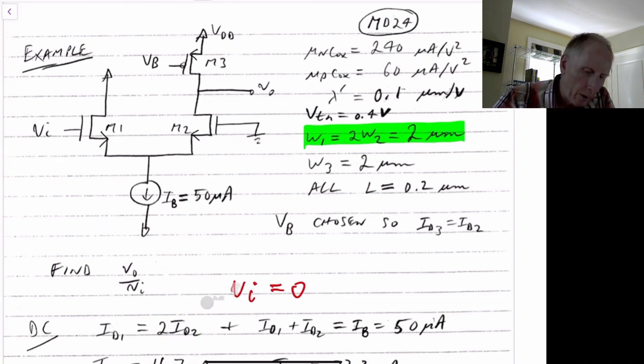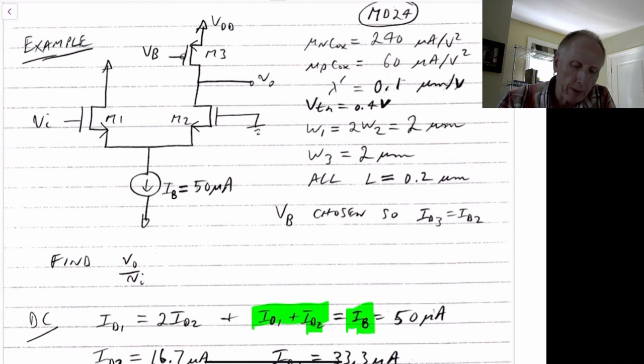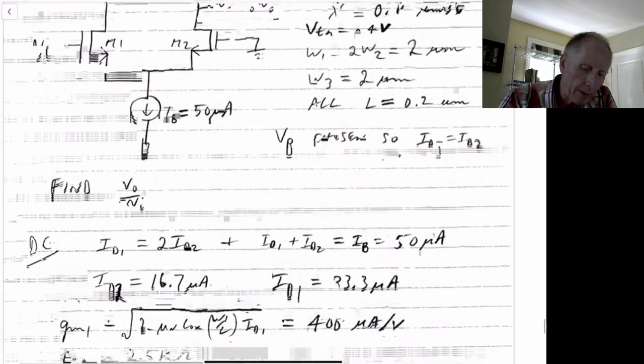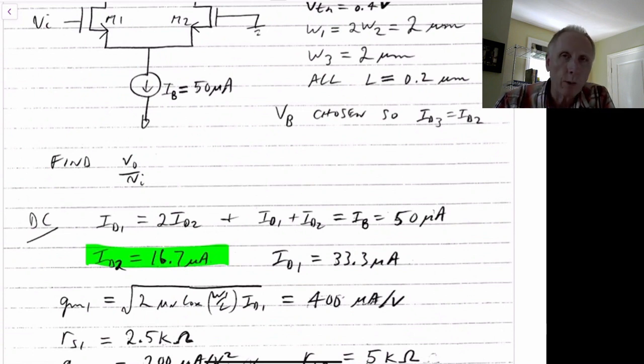So we also know that ID1 plus ID2, so the drain currents of M1 and M2, have to sum up to be the bias current through here. That has to be 50 microamps because that's given. So that tells us what ID1 and ID2 are. They have to sum together to be 50 microamps, but ID2 has to be half of ID1. So we get this result here: ID1 is 33 microamps, and ID2 is 16.7 microamps.